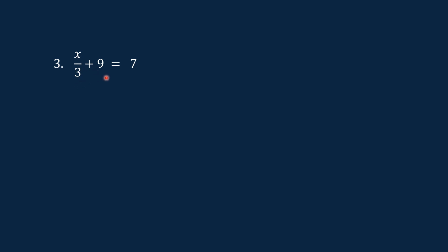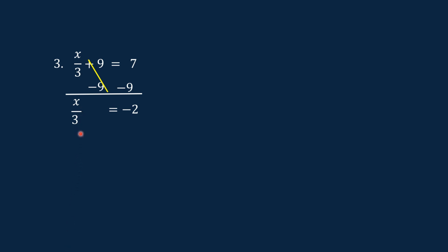The opposite of addition is subtraction, so we subtract 9 from the left side. But if we subtract 9 from the left side, we must also subtract 9 from the right side to balance the equation. So we bring down x over 3. Positive 9, negative 9 is equal to 0. So we can cancel this. Positive 7, negative 9 is negative 2. So this is x over 3 is equal to negative 2.